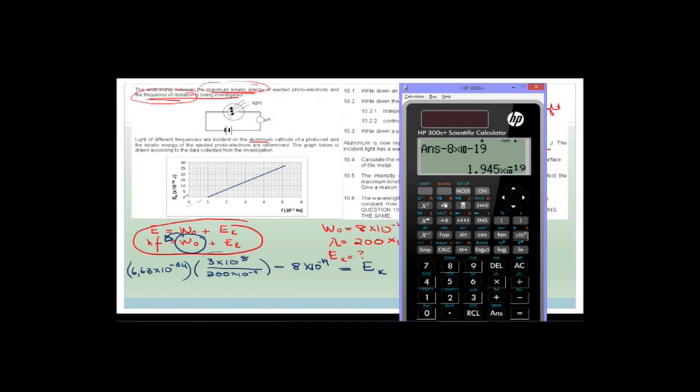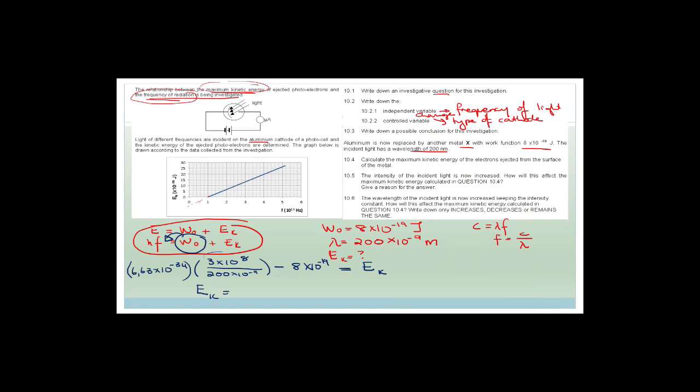So it's a very small amount of kinetic energy, but if you look over here, you can see that this kinetic energy was also of the order of 1 times 10 to the minus 19. So this is 1.95, because we're always rounding to two decimals. So EK equals 1.95 times 10 to the negative 19 joules. Awesome, so now we found that out.